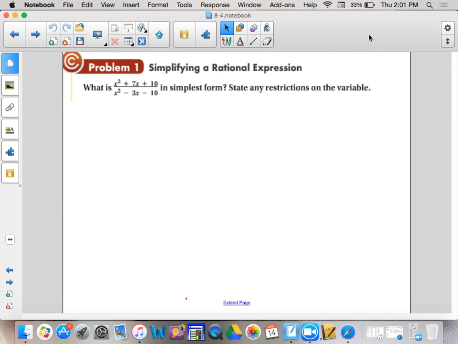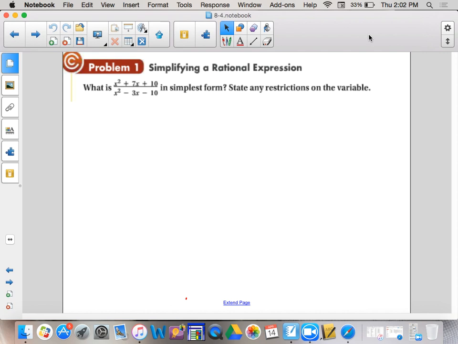So, simplifying a rational expression. My first problem reads x squared plus 7x plus 10, and I'm going to divide it by x squared minus 3x minus 10. They just want us to put it in the simplest form possible.